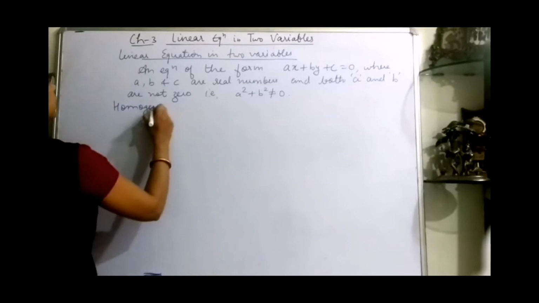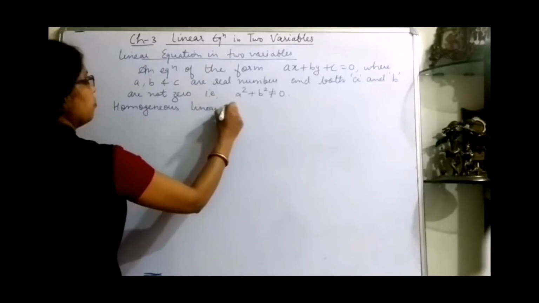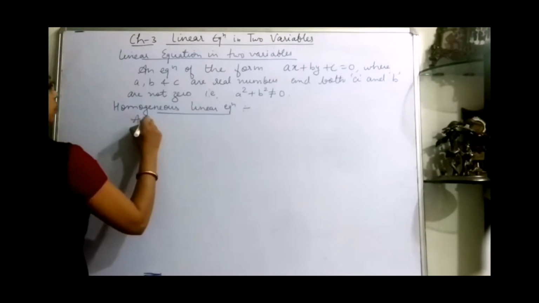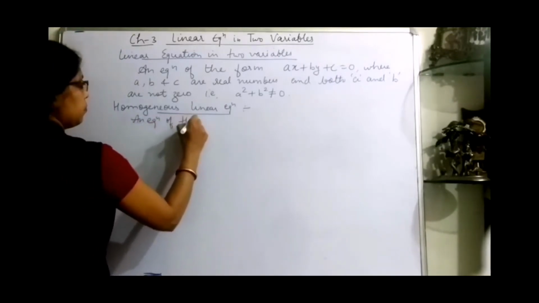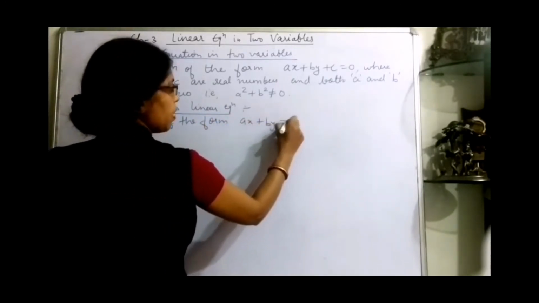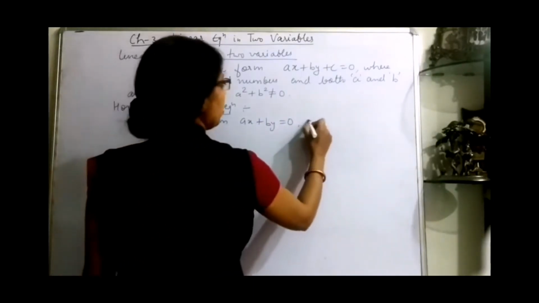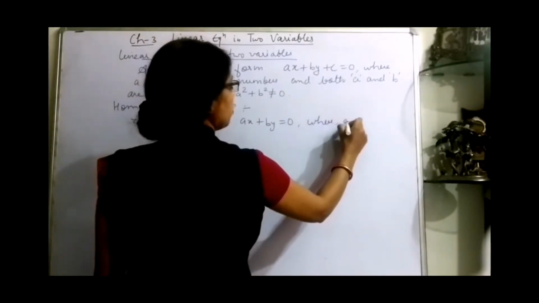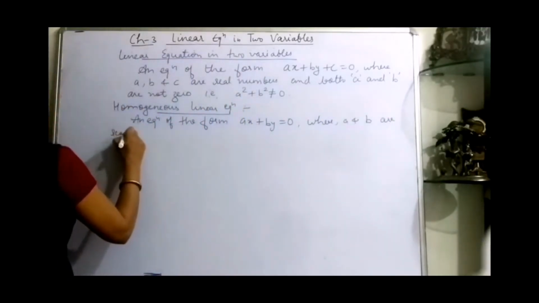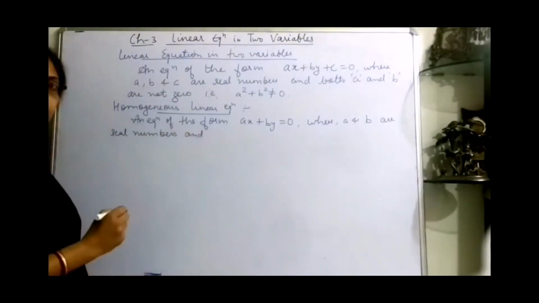homogeneous linear equation. So an equation of the form ax plus by is equal to 0. This is the homogeneous linear equation where a and b are real numbers, and both a and b are not 0.